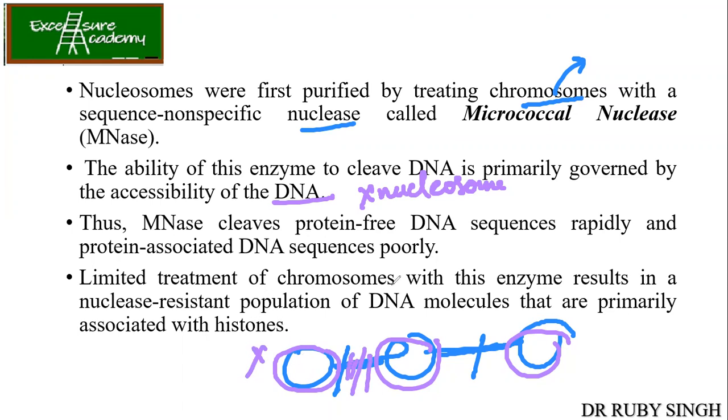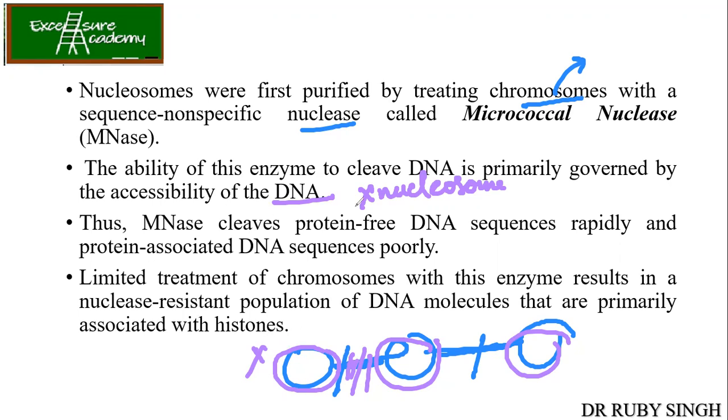So limited treatment of chromosomes with this enzyme will result in the nuclease-resistant population of DNA molecules that are primarily associated with histone. तो इसका क्या मतलब हो रहा है? साफ भाषा में जहां जहां न्यूक्लियोसोम नहीं है वो न्यूक्लियस को एक्सेसिबल होगा फॉर द कट, ठीक है, और जहां न्यूक्लियोसोम से एसोसिएटेड है वहां पे कट नहीं होगा.